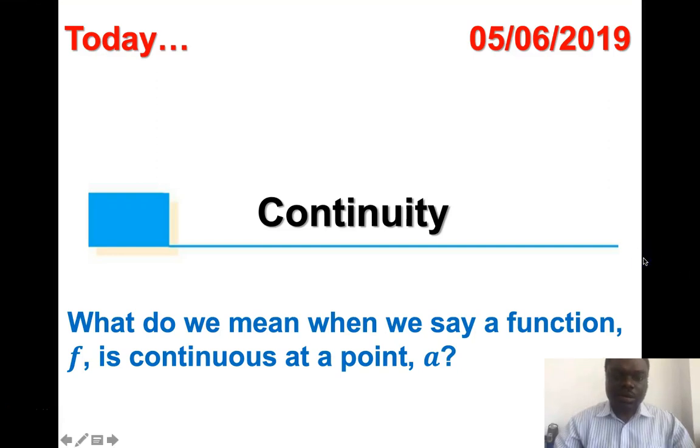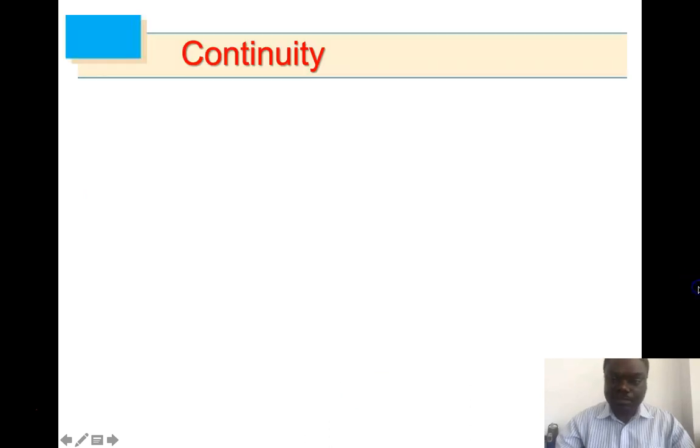Hello, students. We start today to talk about one of the most important parts of our study of limits, and this is the last part of limits. We're talking about continuity, and our essential question for today is, what do we mean when we say that a function is continuous at a point A? So, continuity.